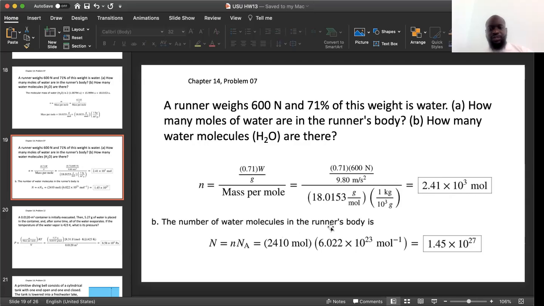So the number of water molecules in the runner's body, that's the second part of the problem. Number of molecules is number of moles times Avogadro's constant. So we just get this.